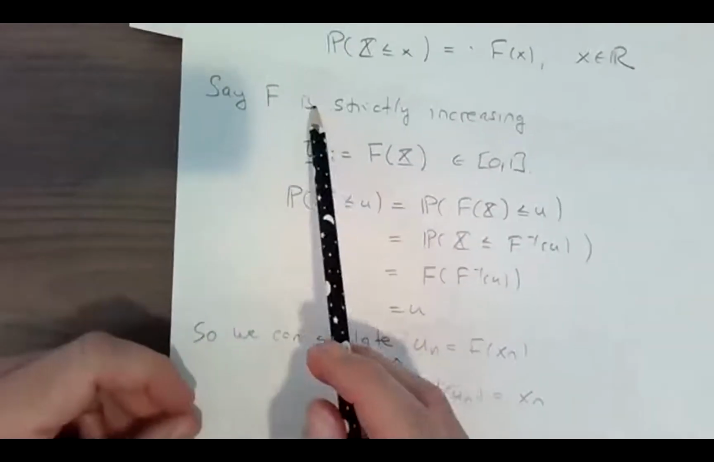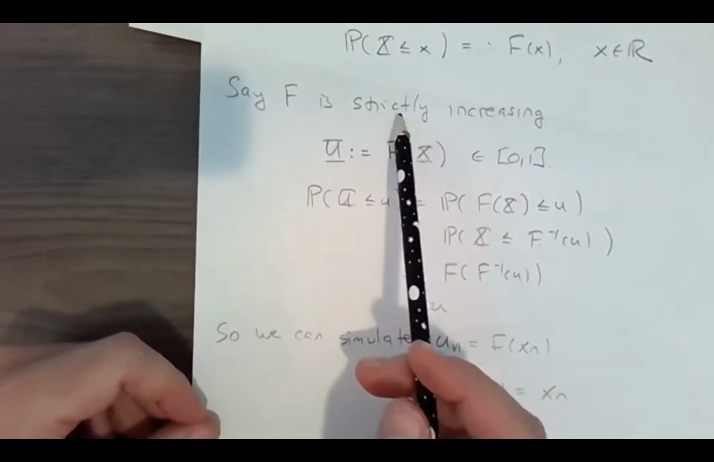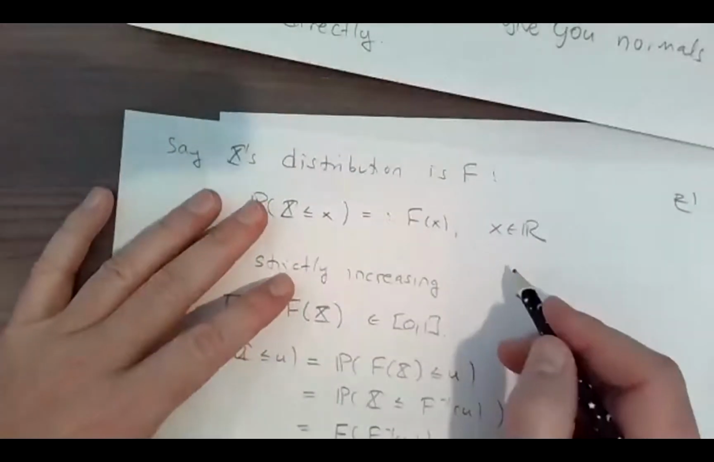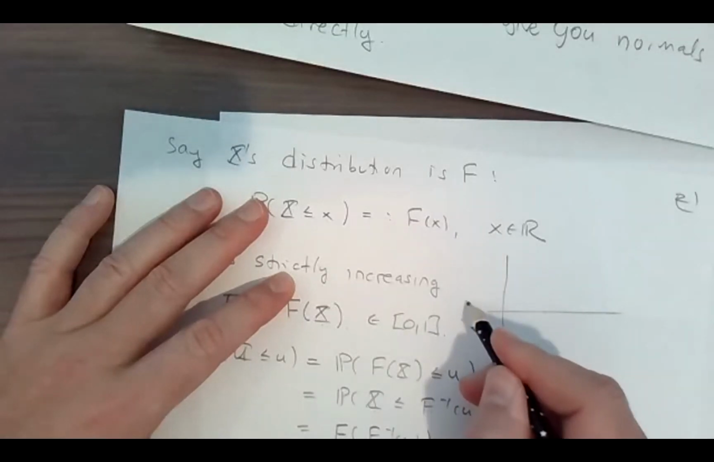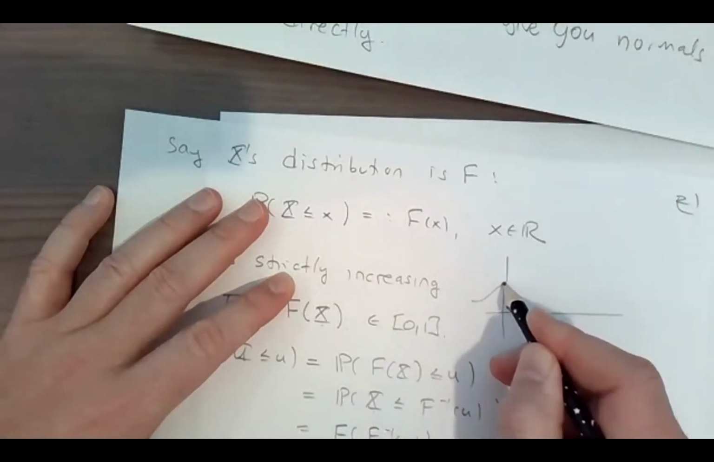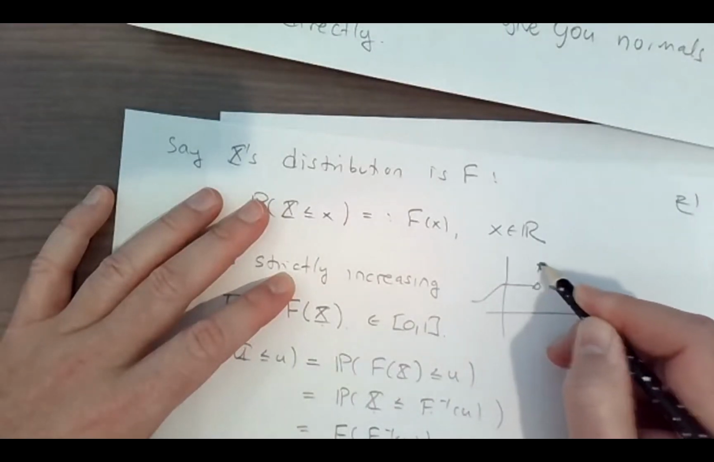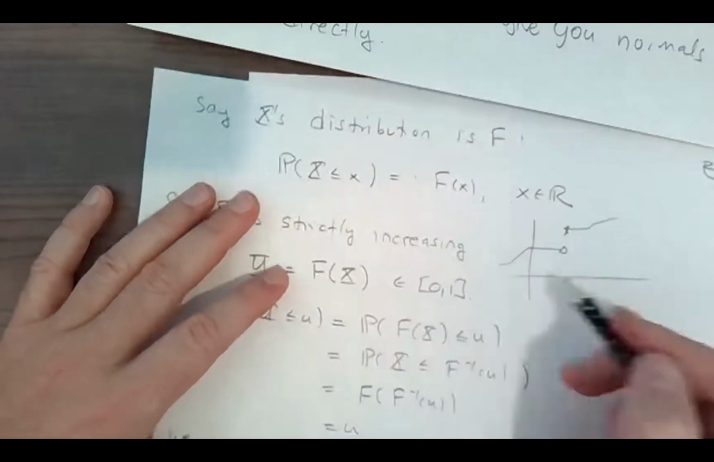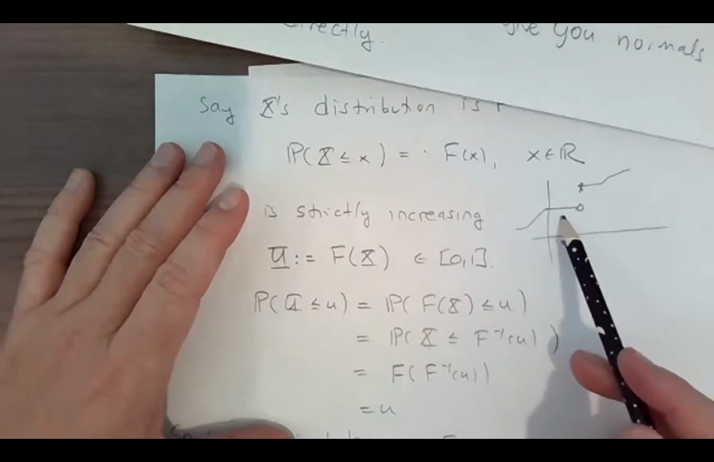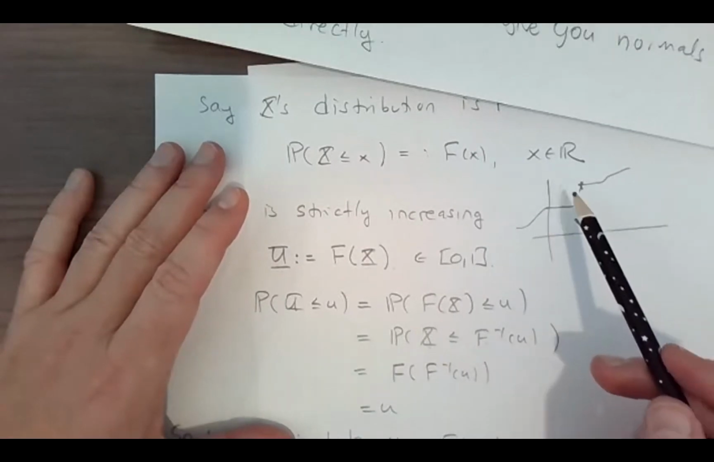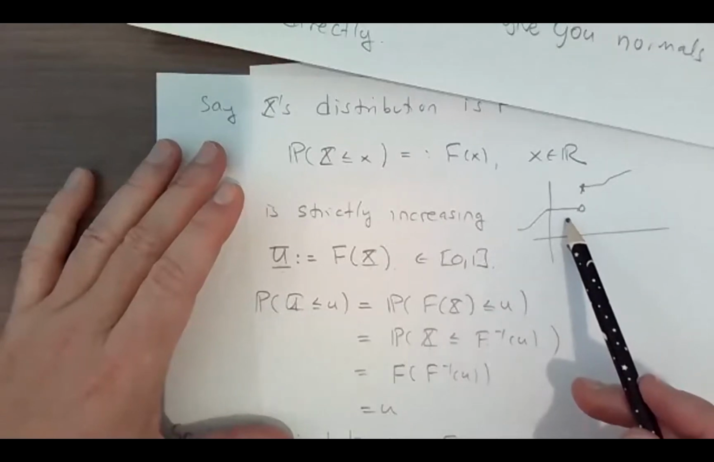The only little problem is I need this strictly increasing property, so that rules out a bunch of distributions. I cannot have this. This rules out a distribution function where there's a flat spot in here. It doesn't work, because how would I do the inverse? This would be difficult, because the inverse would have a vertical line, and those are not functions.